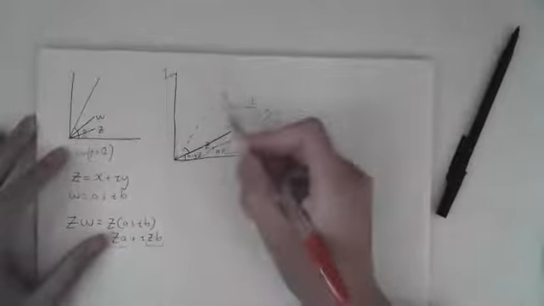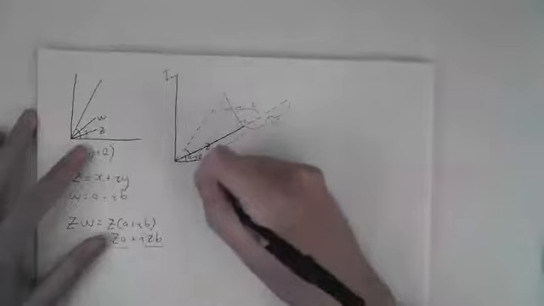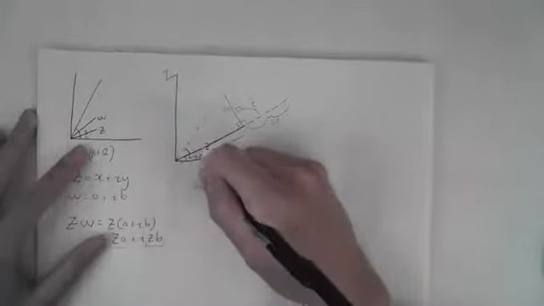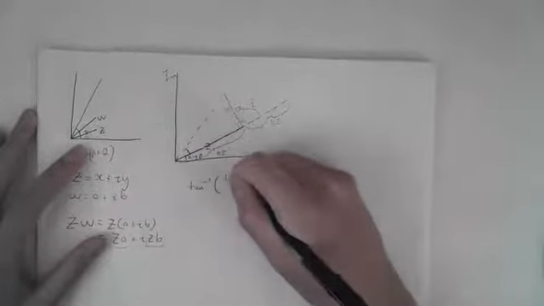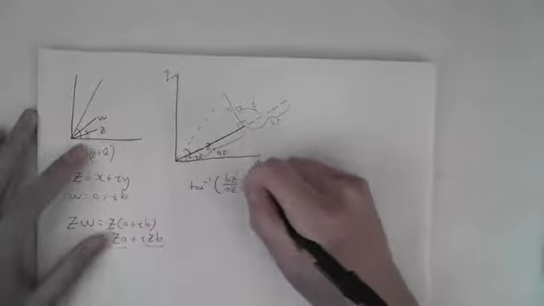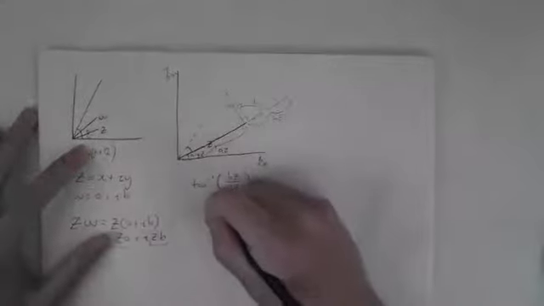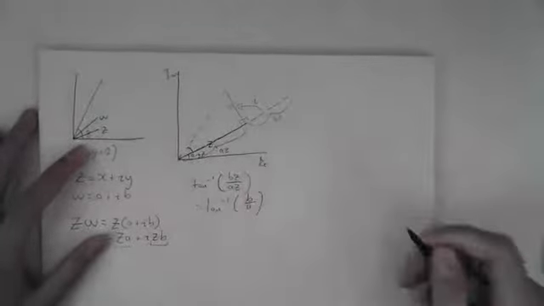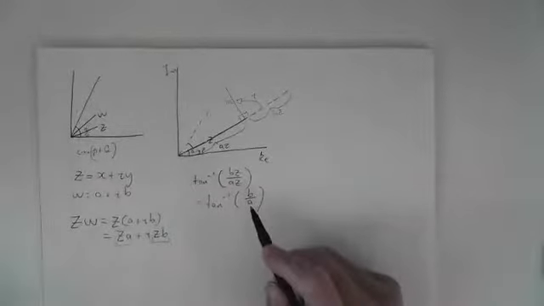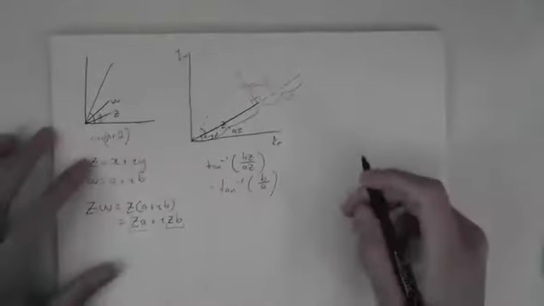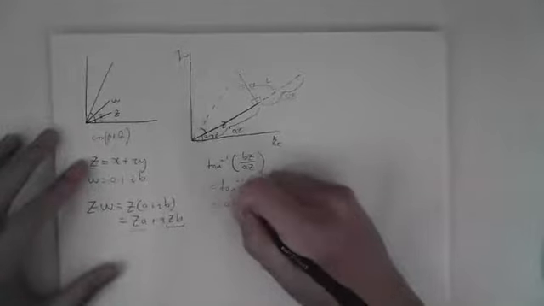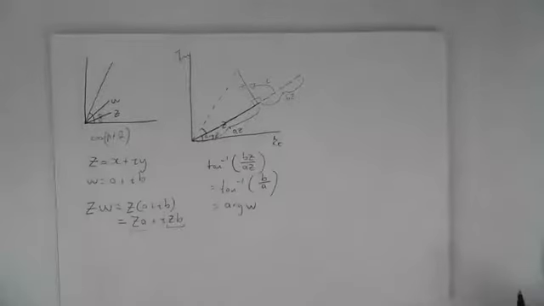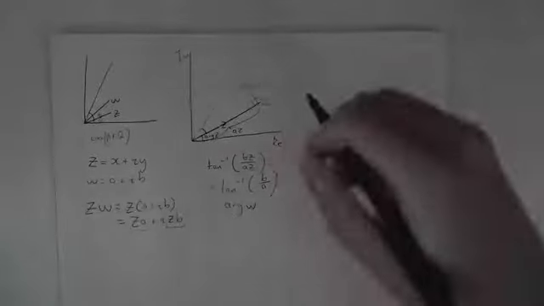So let's take the tan here. Let's say that this angle will be tan inverse of what? bz on top of az. Now the z's cancel out and we get tan inverse of b on a. Now what is tan inverse of b on a? Well, tan inverse of b on a is simply arg w, isn't it? So we have arg w here.